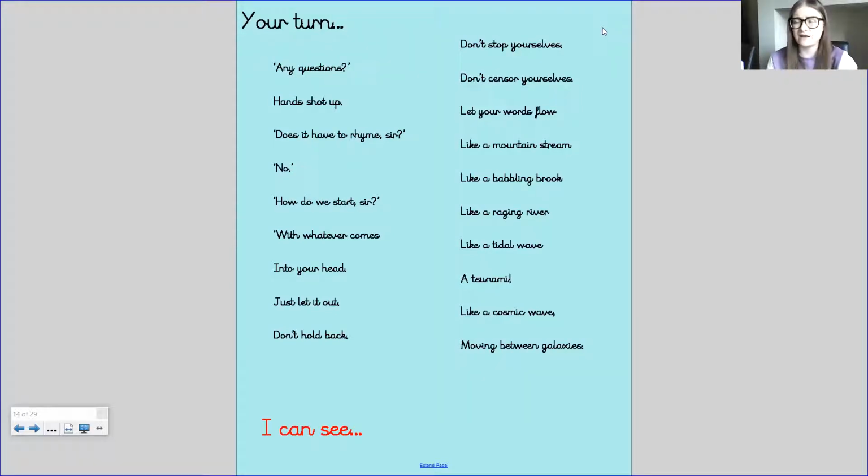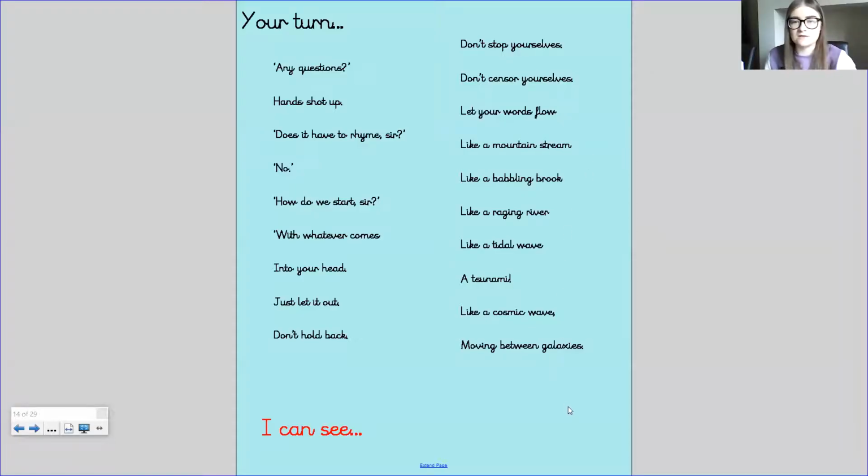What is "like"? "Like" is a what? A simile. So there's some imagery in there as well, because you are imagining how your words might flow. They might flow like a mountain stream and like a brook and a river and a tidal wave. So there's lots of imagery in there too. So they are some things that you might want to have made a note of on your jotter page.